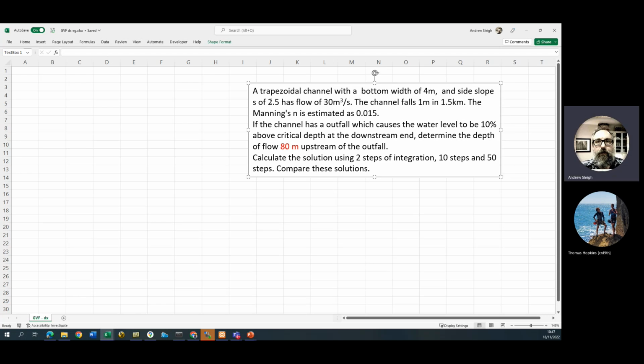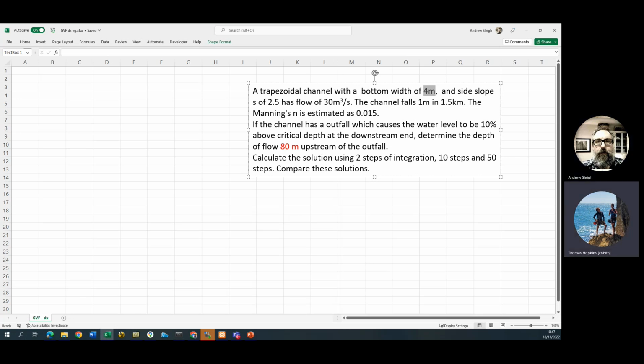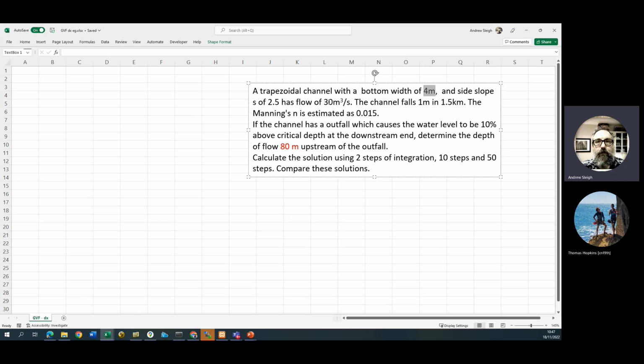So we've got a question here, which is a trapezoidal channel with a bottom width of 4 meters, a side slope of 2.5 meters, and has a flow of 30 meters cubed per second. The channel falls 1 meter in 1.5 meters, and a Manning's n of 0.5.